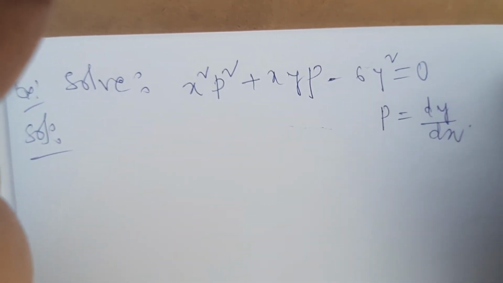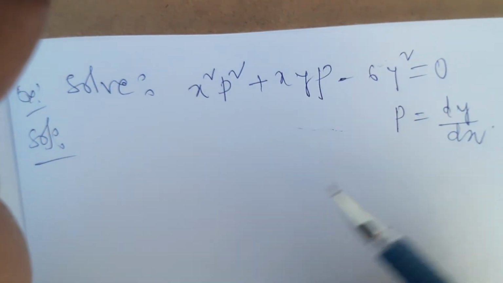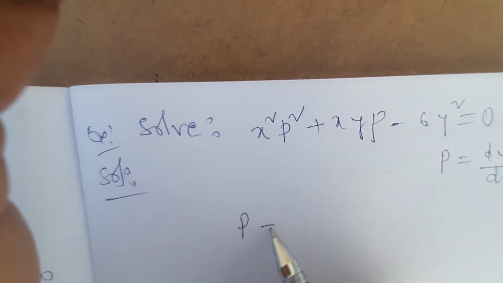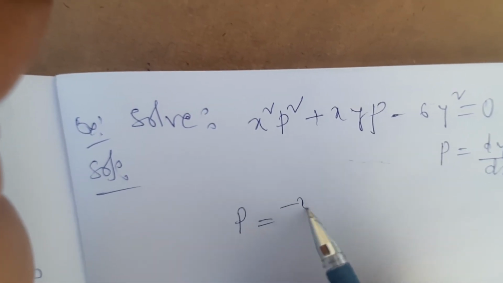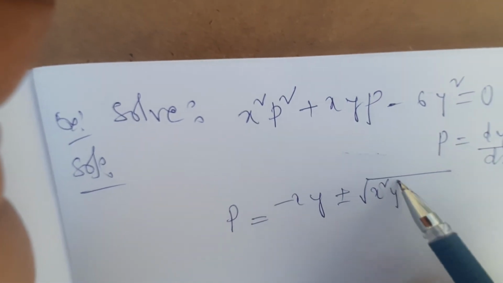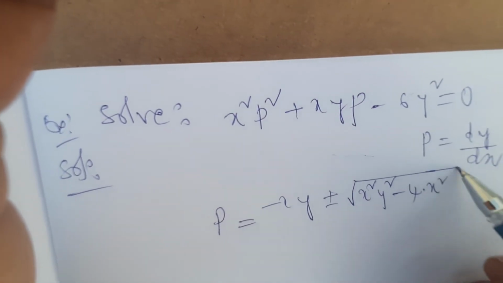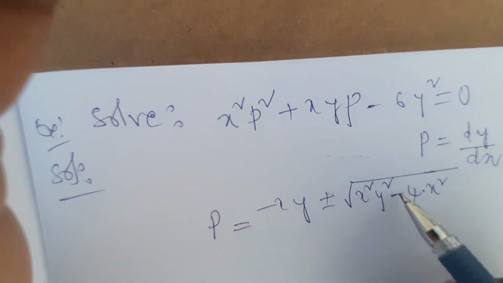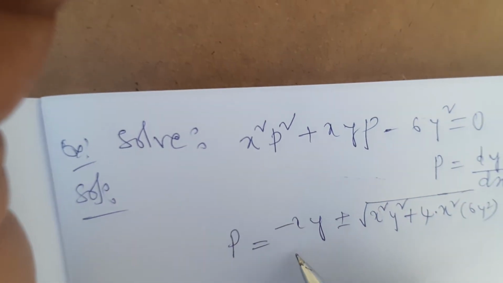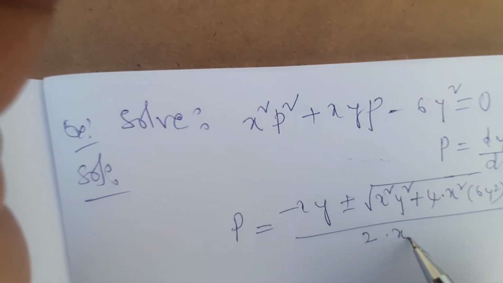For example, if you can't factorize a quadratic equation directly, you can solve it like this also. Then how can you get the p value? p is equal to minus b plus or minus root of b square minus 4ac, by 2a, where a is x square and c is minus 6y square, so minus 4 into x square into minus 6y square, which gives plus 6y square.